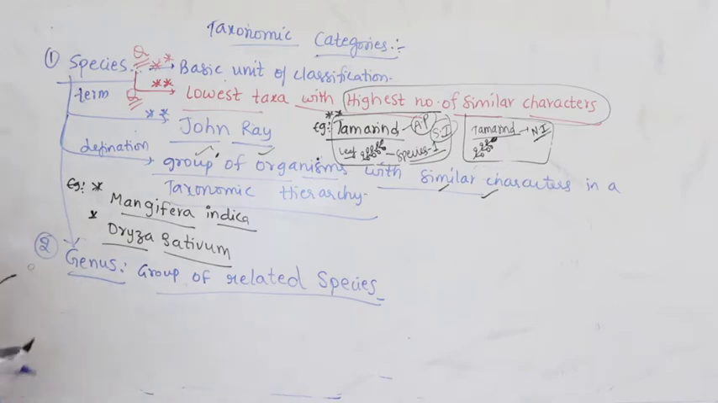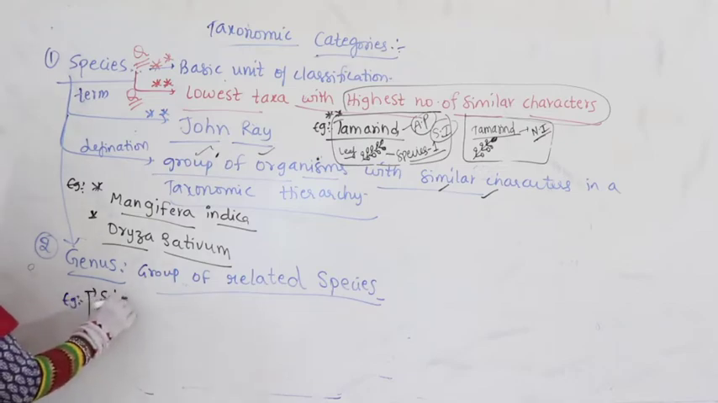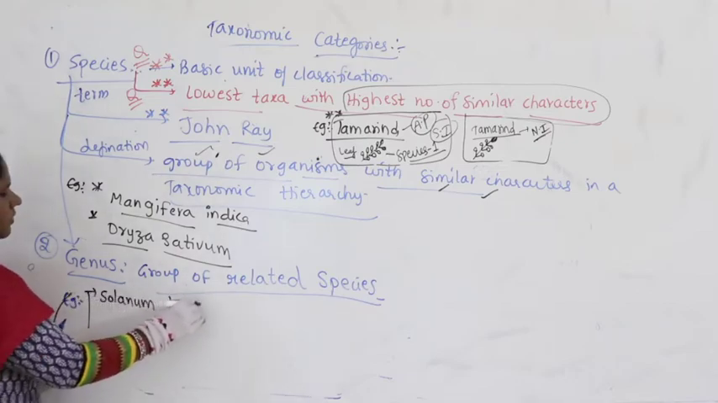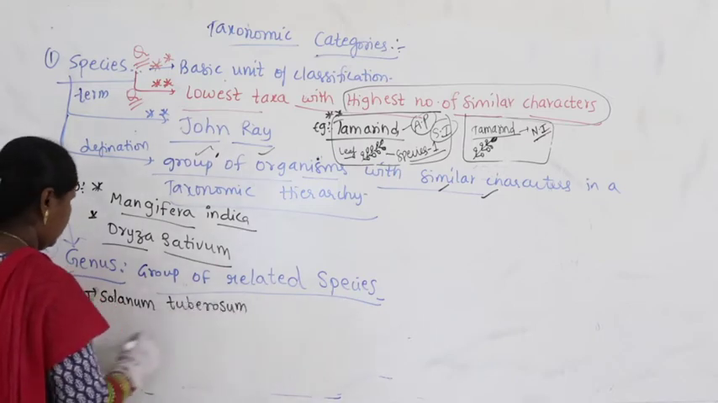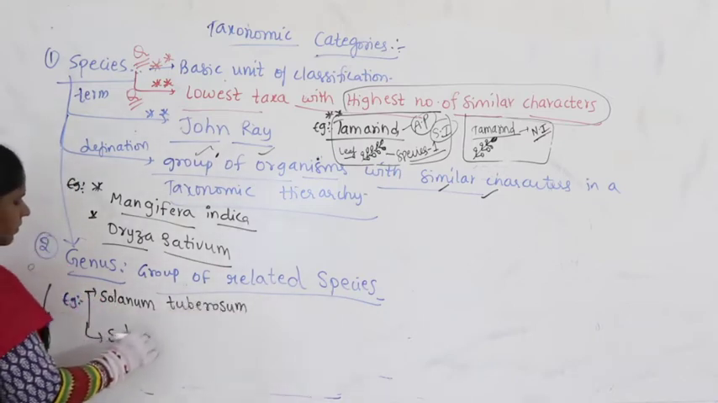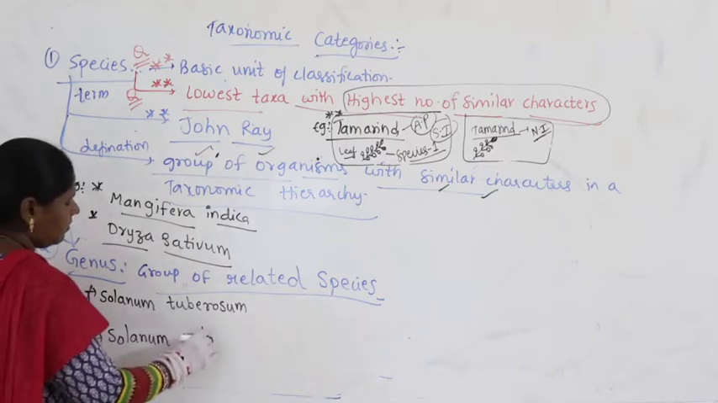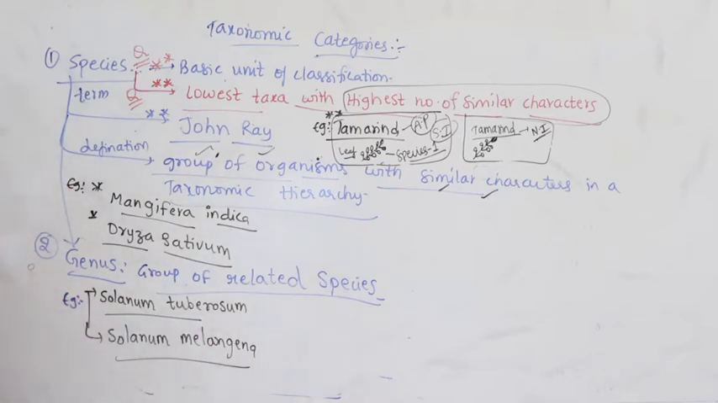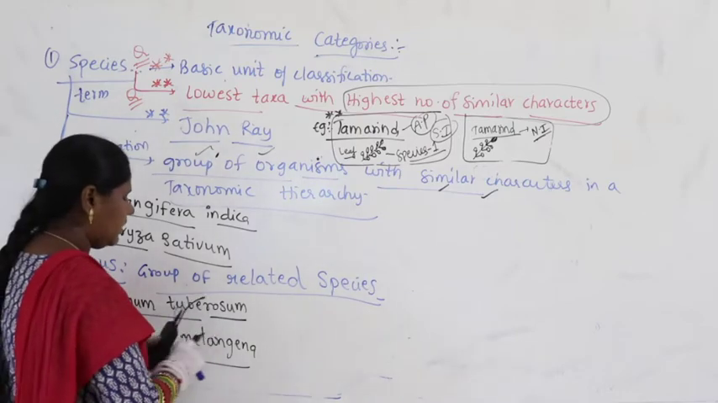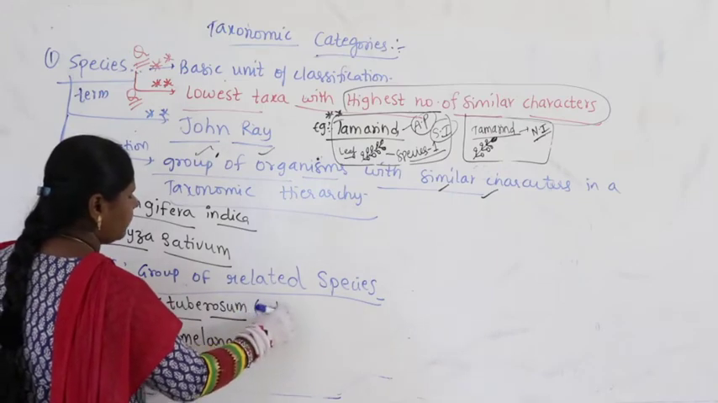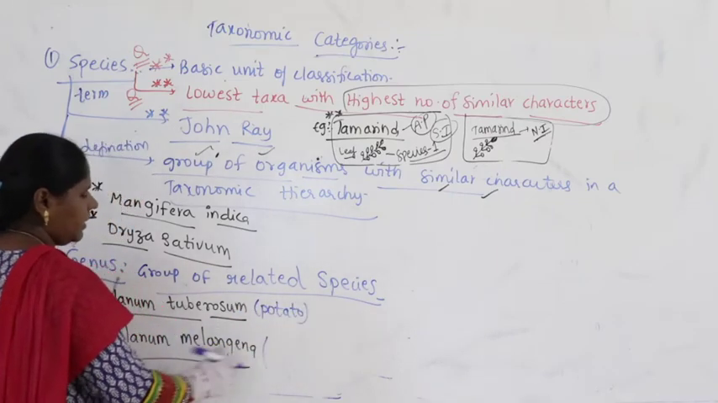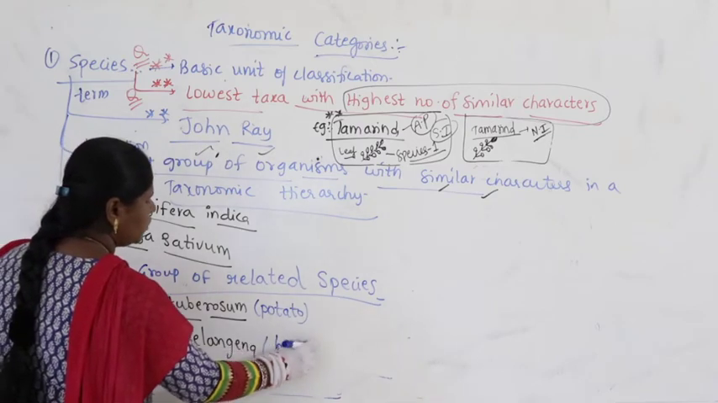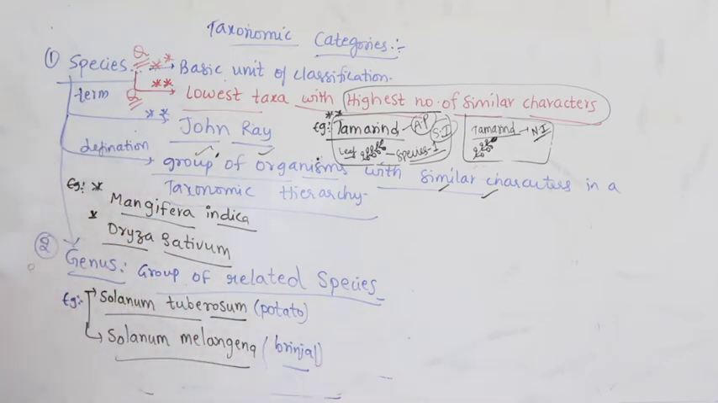For example, let us take the Solanaceae family. In that, Solanum tuberosum and Solanum melongena. Solanum tuberosum is the scientific name. What do you call it commonly? It is nothing but potato. Solanum melongena, what is it commonly called? Brinjal. Yes or no? Right.